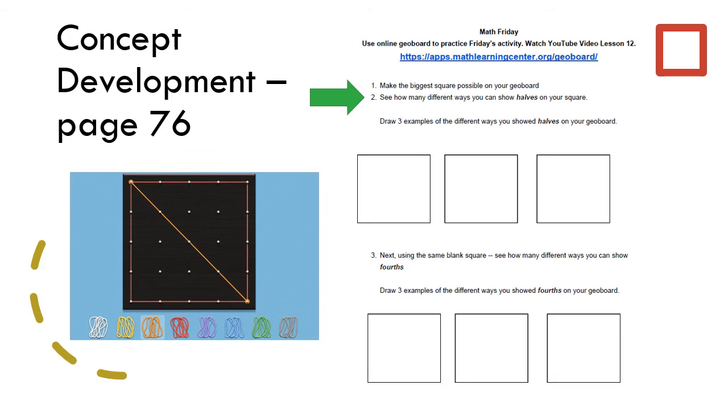And that's another diagonal line. So then you would draw your examples in the blank squares. Those are my 3 examples of different ways to show halves using a square.